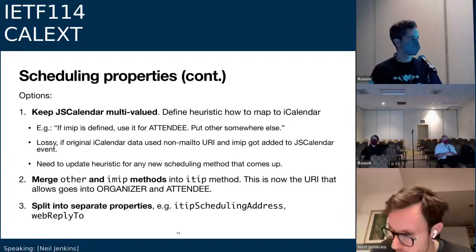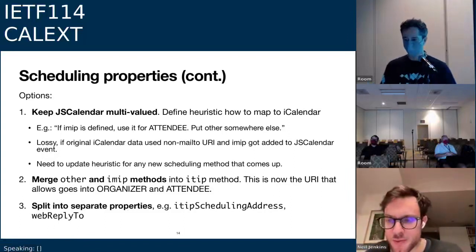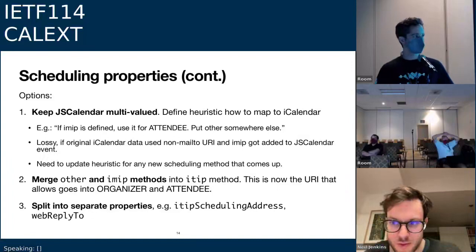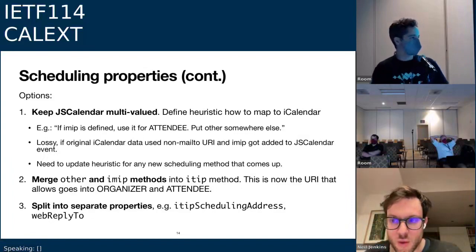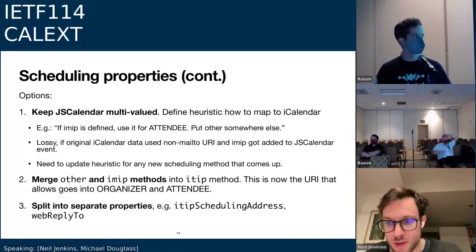Can you repeat that last bit, Robert? So I'm wondering if we are conflating identification of a participant with their scheduling method URIs, which is what iCalendar is doing. We definitely are, to an extent. I'm not sure we can get away from that at the moment, I think, with backwards compatibility.